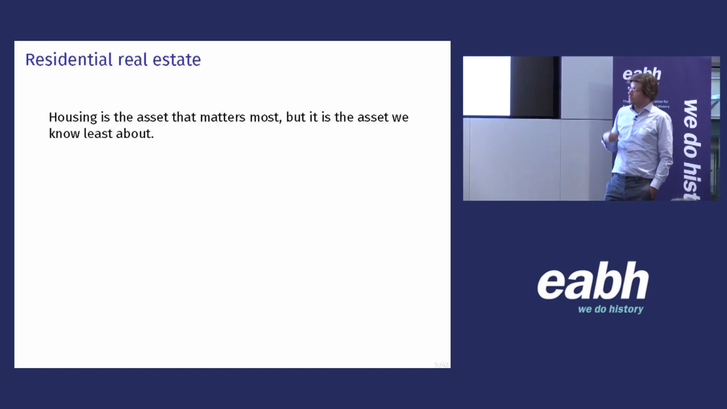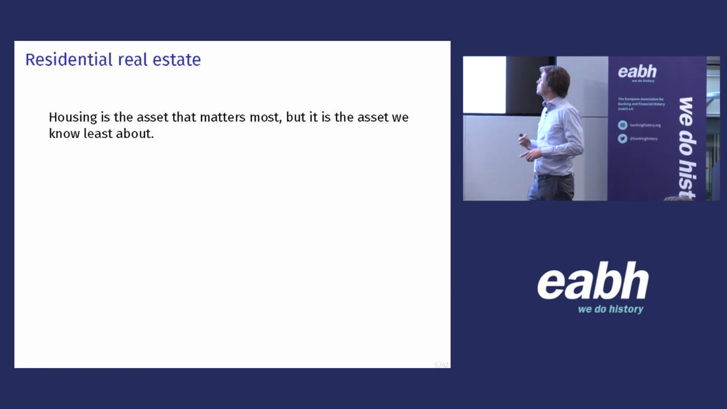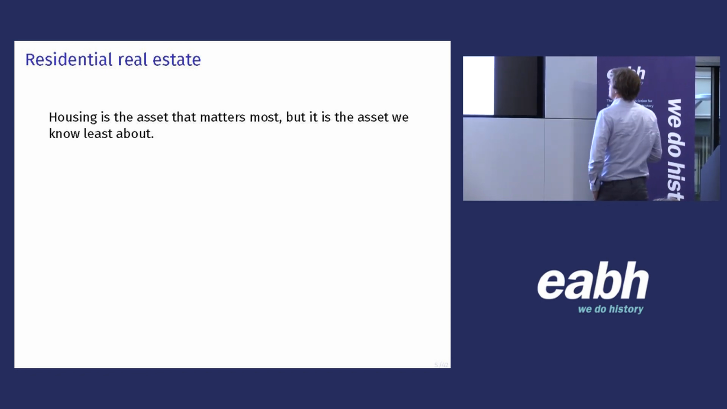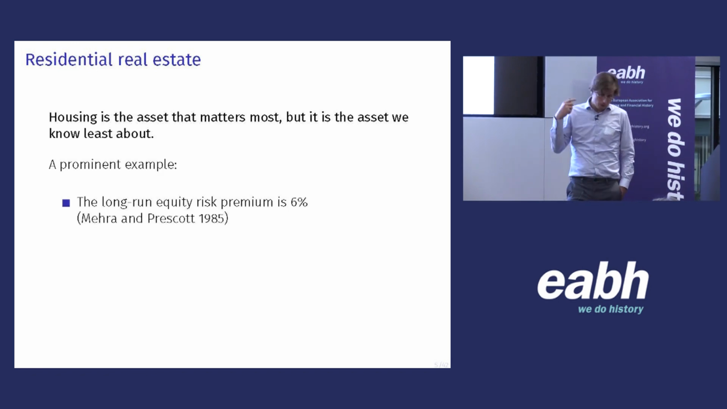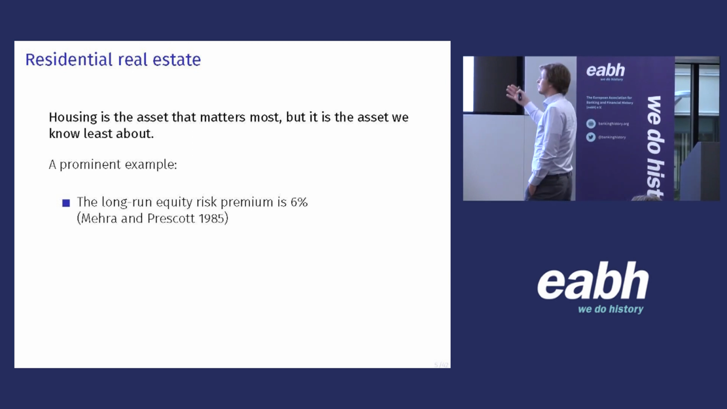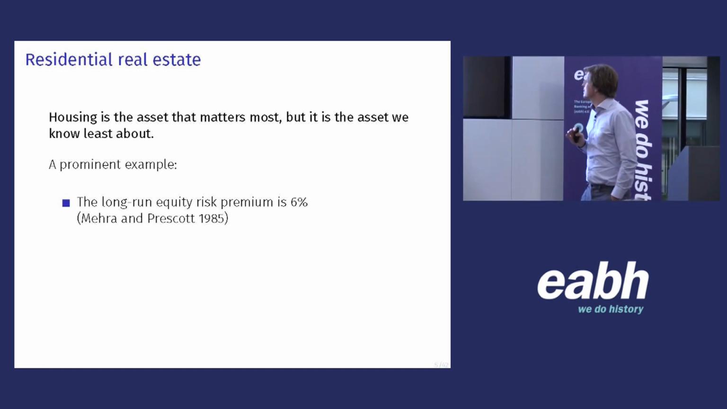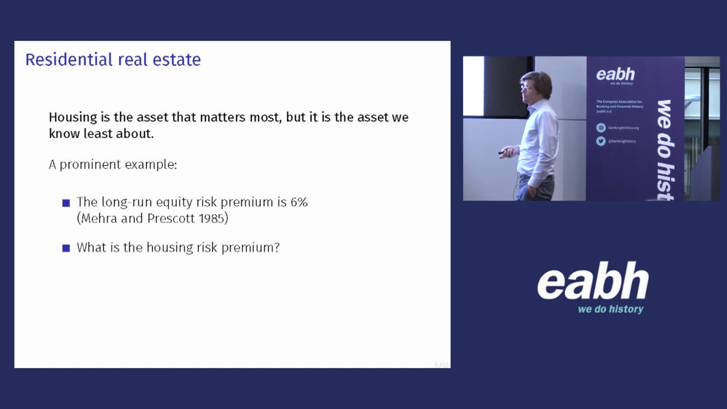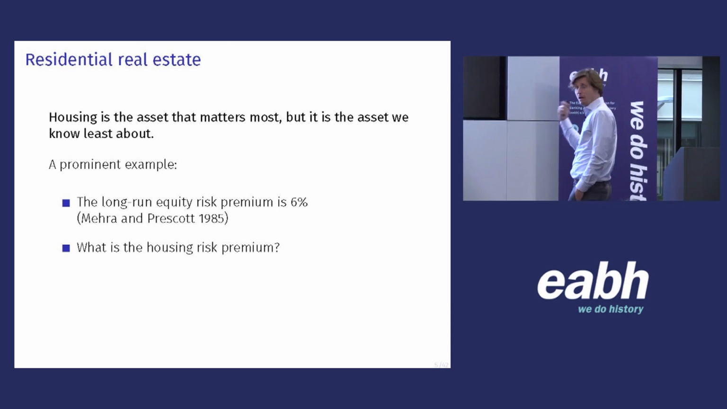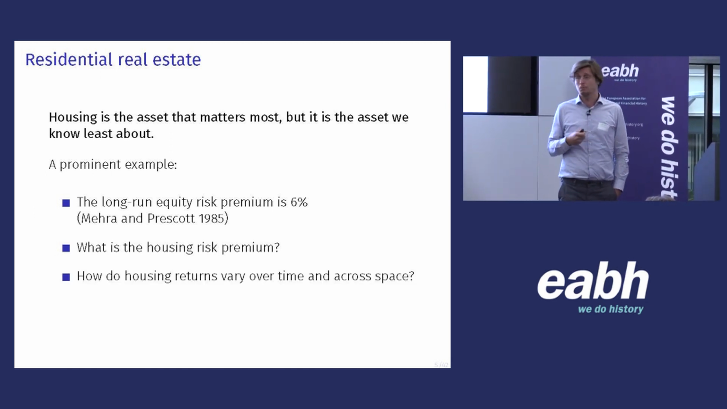So bringing these together, residential real estate is really the asset that matters most, in terms of the size of the market, in terms of household portfolios, and in terms of its role as collateral for the financial sector, and hence for financial stability. But it is the asset we know least about. Just to give you an example: we all know that the long-run equity risk premium, i.e. the excess return that you get in the stock market relative to a risk-free asset, be it a bond or a short-term bill, is about 6% annually. This is US data, but broadly speaking, that's similar across countries. But if I ask you what the long-run housing risk premium is, what return you get on the largest asset class, the asset that matters most for households and for banks, and you look in the literature, the answer would be: we simply don't know.